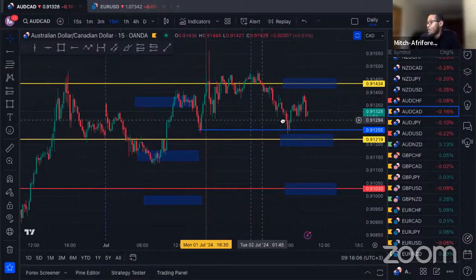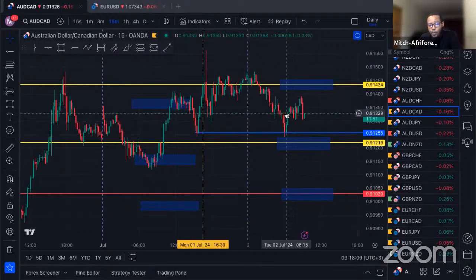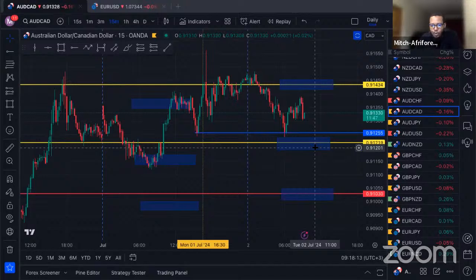So overall, we'll definitely be looking for buying opportunities. Right now, it's still on the pullback. Let's wait to see how this pullback ends before we continue looking for those buying opportunities for the Australian dollar against the Canadian dollar.